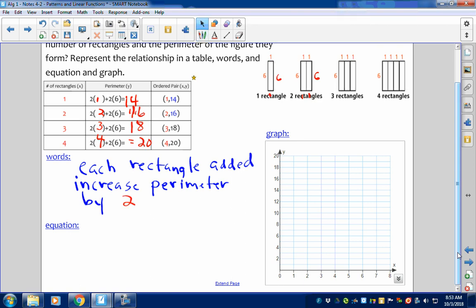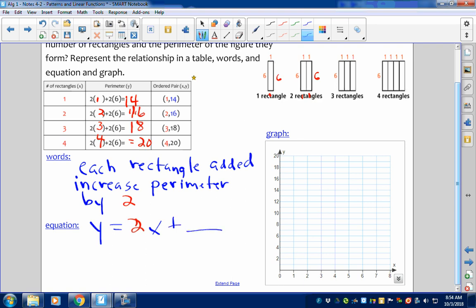I'm going to show you where that 2 comes into the equation for it. So if you think of perimeter as y and number of rectangles as x, we have y equals, we're going to take this number right here, this number 2, and that's going to become the number in front of the x. So you have 2x plus something here.